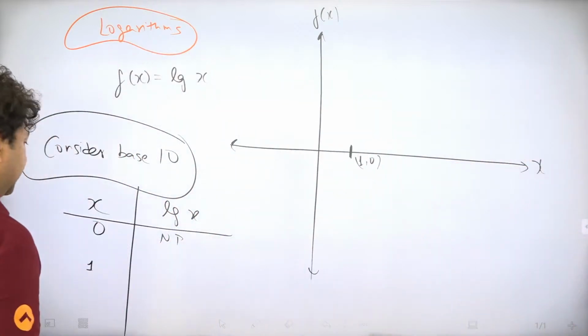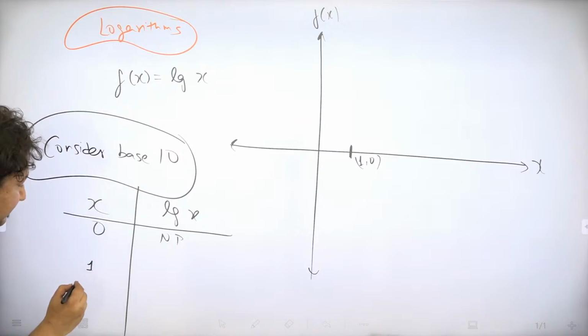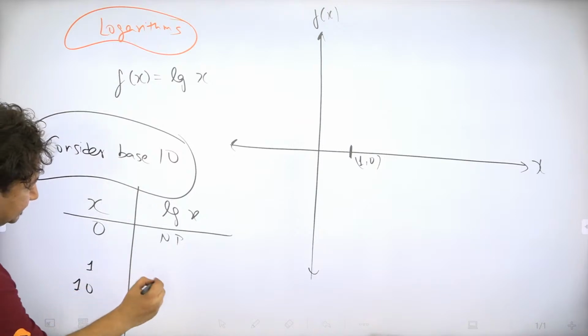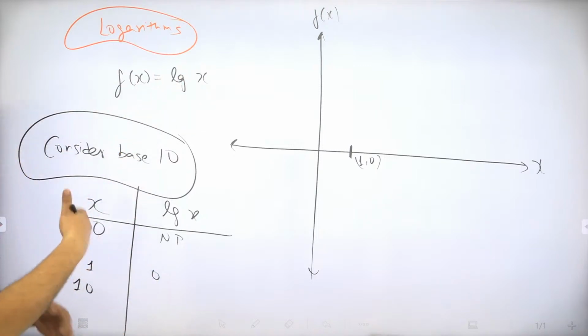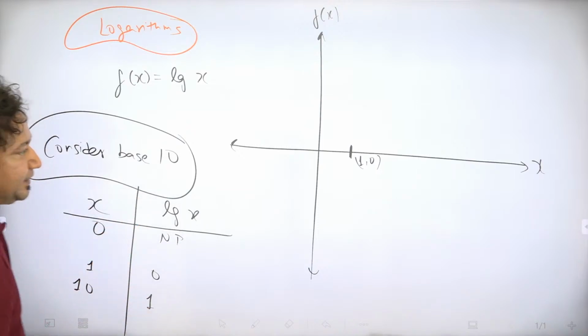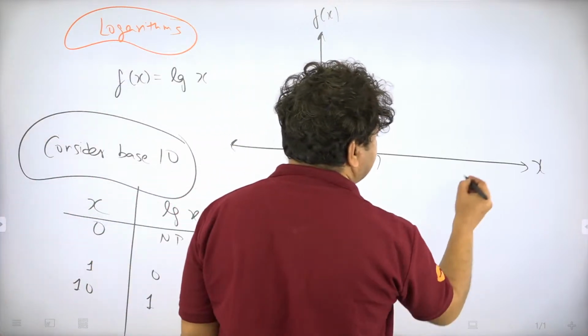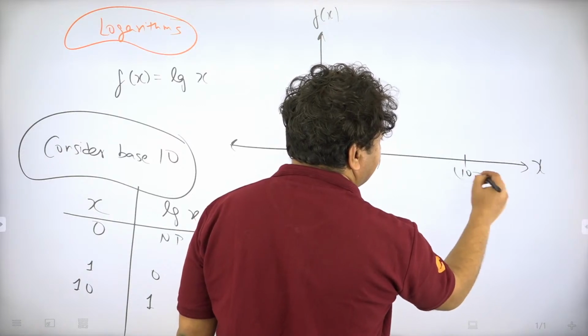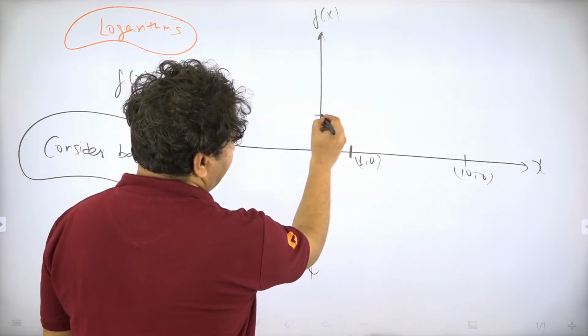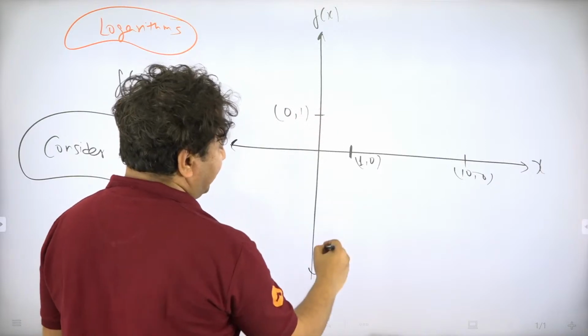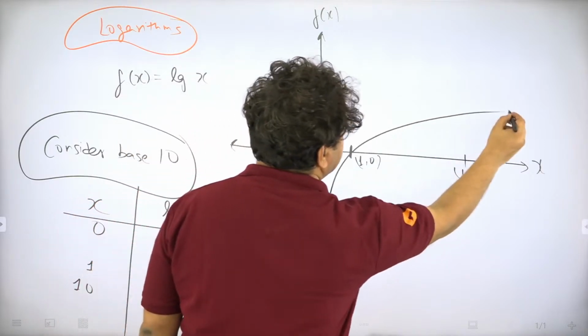Now, if I take x equal to, let's say, 10, log 10, so 10 to the power 1 is 10, log x will be 1 in that case. So if I take (10, 1), the graph will be somewhere over here. So now if I draw the graph, it will look like this.